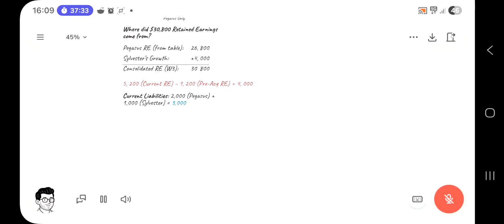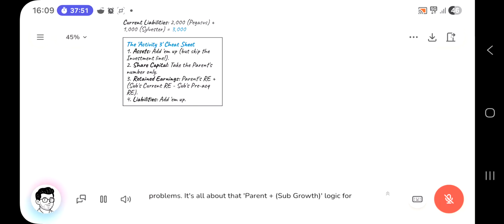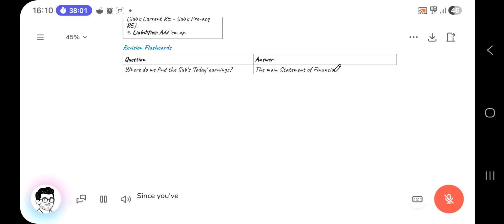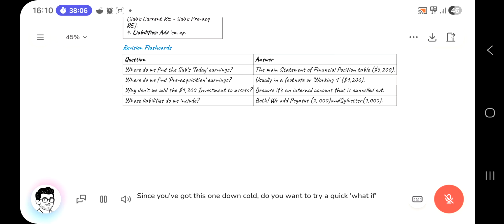Boom! That's what I like to hear. You've officially mastered the core of consolidation. Everything on the board now is a direct map of how to solve these problems. It's all about that parent plus subgrowth logic for the earnings. Since you've got this one down cold, do you want to try a quick what-if scenario to see if you can spot a trick, or are you good for today?